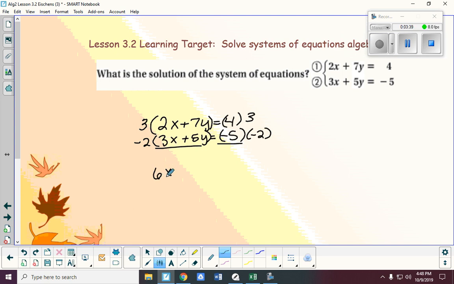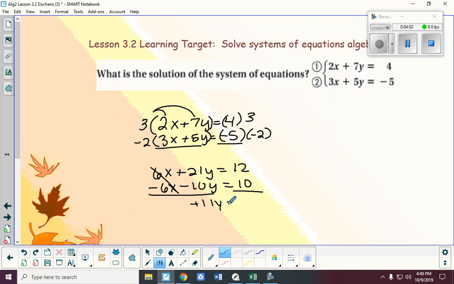The top one would be 6x plus 21y. Remember, you have to use the distributive property. And then we have 12. In the second equation, we have negative 6x minus 10y equals 10. Now, when we add the equations, the x's cancel. We have a positive 11y equals 22. Divide by 11, y equals 2. And so there's part of our solution.